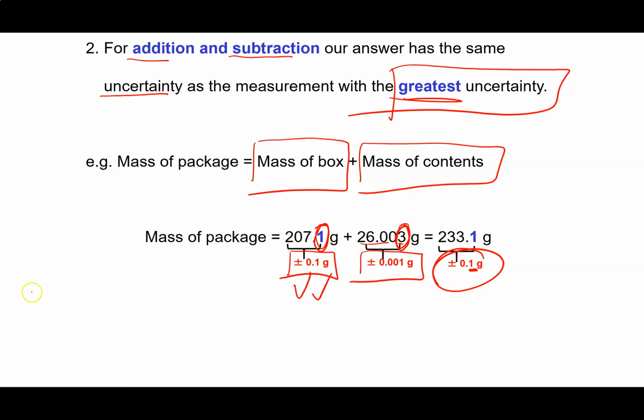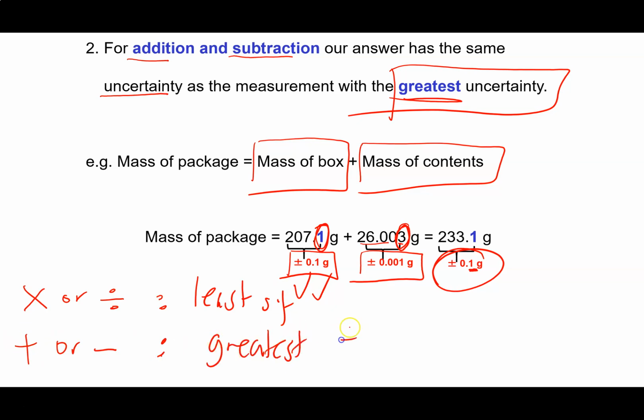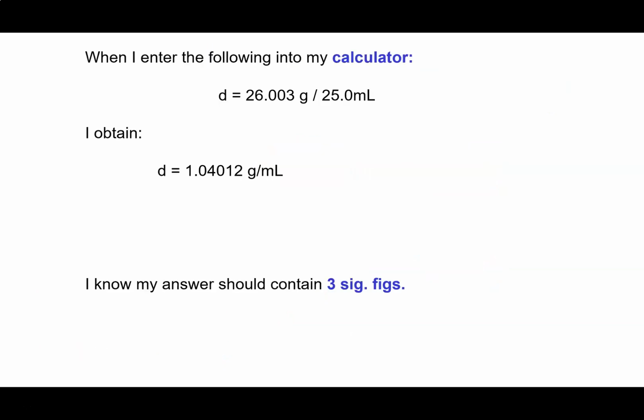So we've got 2 rules. Multiplying or dividing, you're going to go with the least sig figs. Adding or subtracting, you go with the greatest uncertainty. And so you probably remember this from Chemistry 139, but you want to just review that and practice a few problems in your ALEX objectives.